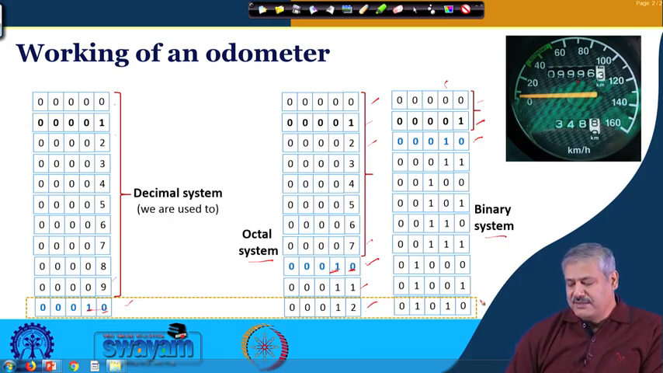And in binary system, if we go on incrementing the way we have incremented the earlier cases one by one, we will see that it is 1 0 1 0.